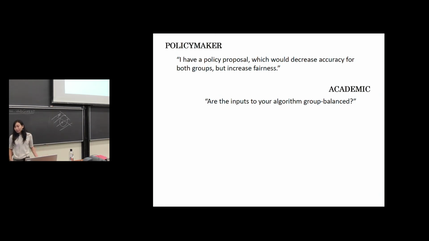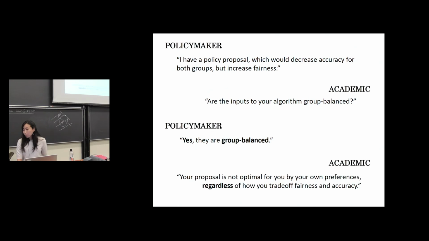Okay. The academic can quite simply reply, are the inputs to your algorithm group balanced? And if the answer is yes, then it's really quite simple. This proposal is not going to be optimal for the policymaker by the policymaker's own preferences, regardless of how the policymaker views fairness and accuracy. Right? The policymaker could even be the pure egalitarian, and this would still not be optimal. Okay. In contrast, if the covariate vector is actually group skewed, okay, then things get more complicated. It might possibly be that the only way to improve fairness is, in fact, to make errors worse off for everyone.